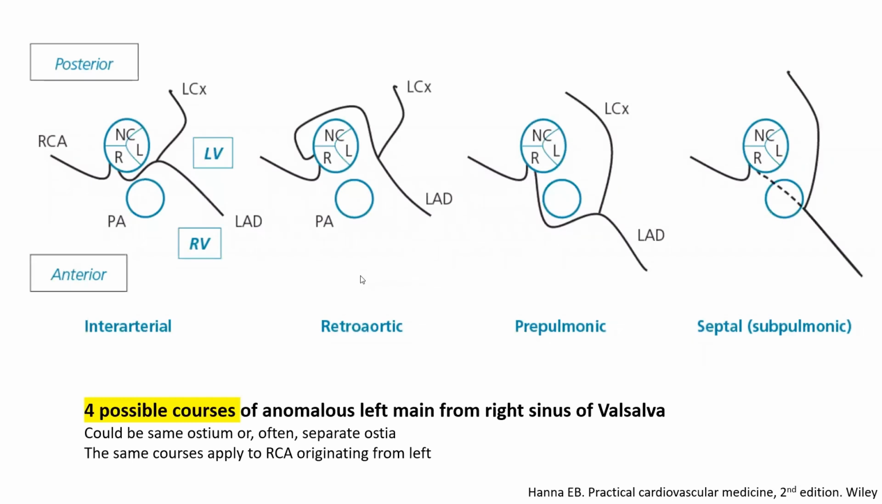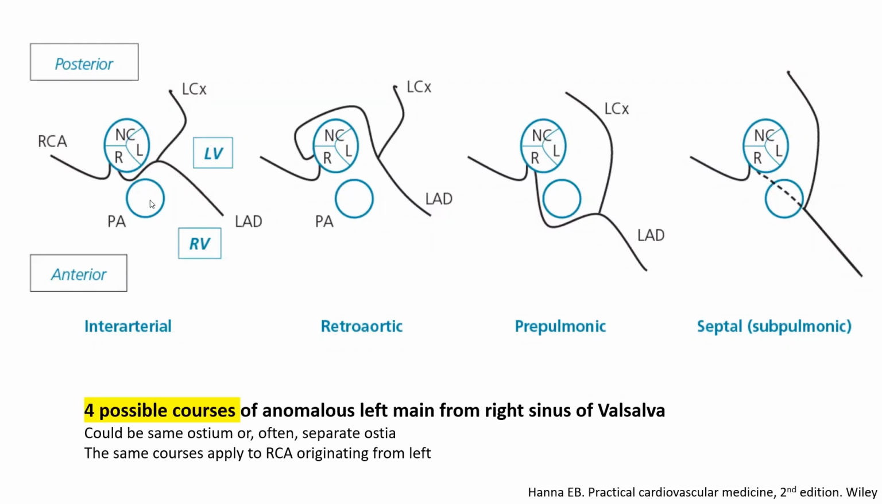I will focus on anomalous coronary origin from the contralateral sinus of Valsalva. I will illustrate to you the possible courses of anomalous left main from the right sinus of Valsalva. This is an axial cut across the aorta and PA, showing you the anomalous course of that left main from the right sinus. First, you have to remember the relationship between the aorta and the PA.